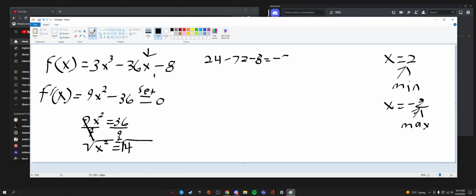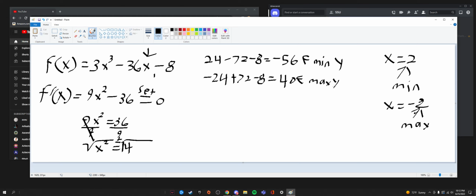And then we have negative 2, so negative 2 cubed is negative 8 times 3 is negative 24, plus 72 because it's a negative, minus 8. And then I have 48 minus 8, so that's positive 40. Is that right? Yep, okay. So now these are our y values. So that's our min y value, and that's our maximum y value.